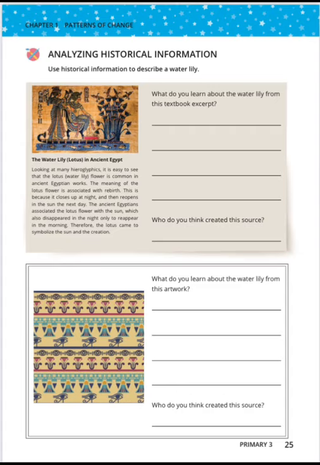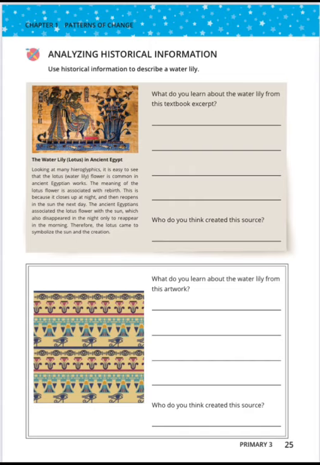The ancient Egyptians associated the lotus flower with the sun, which also disappeared in the night only to reappear in the morning. Therefore, the lotus came to symbolize the sun and the creation.